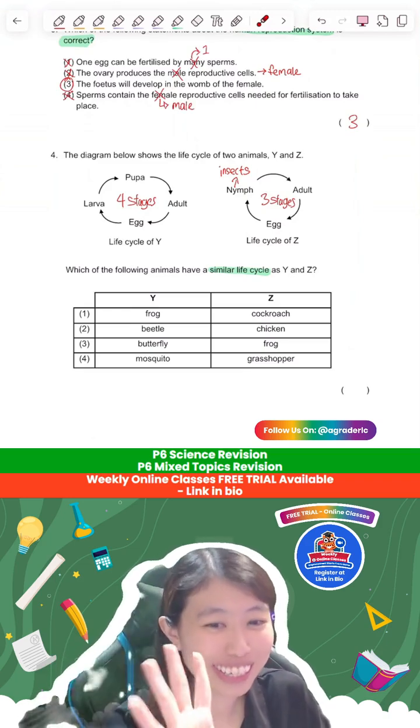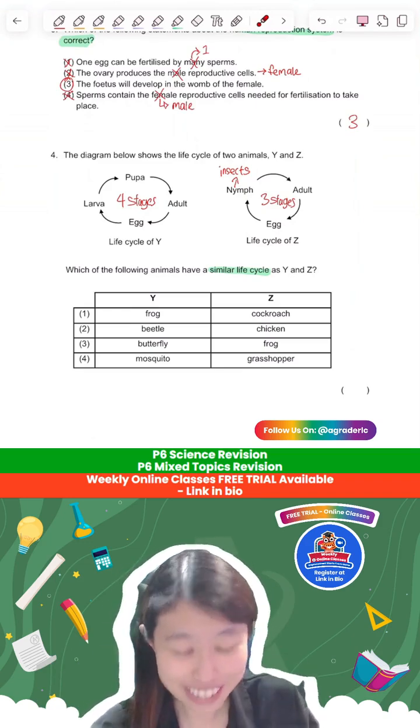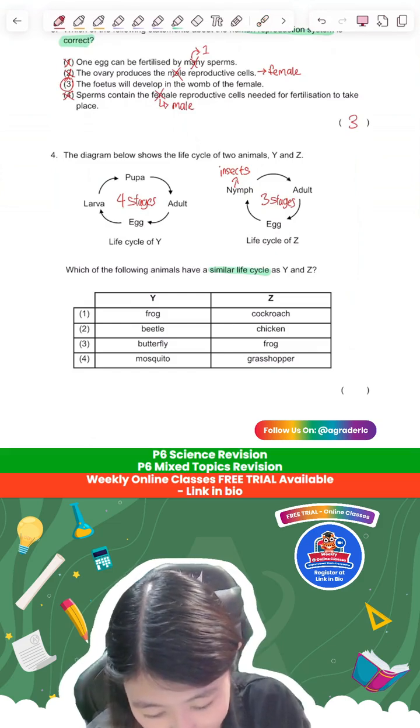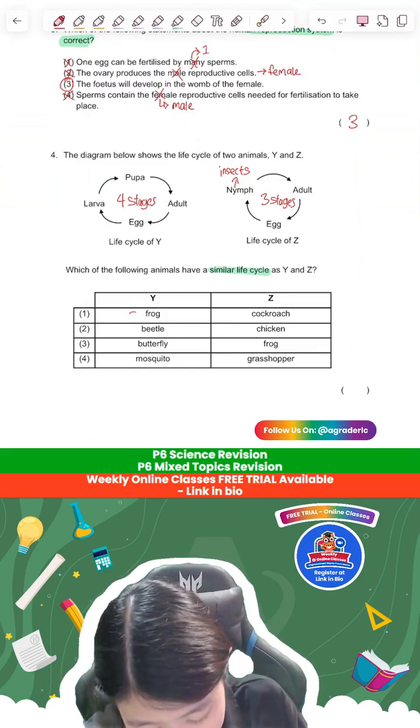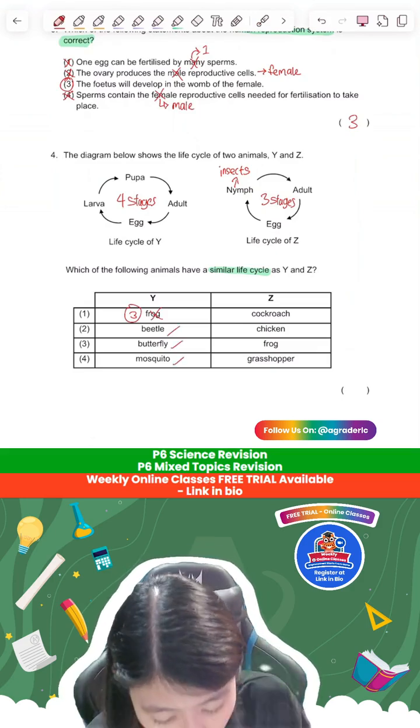Yes, very good. All of you who sent your answers as number 4, you got it correct. Y is 4 stages. Frog has 3 stages, so definitely wrong. Beetle, butterfly, mosquito, still accepted.